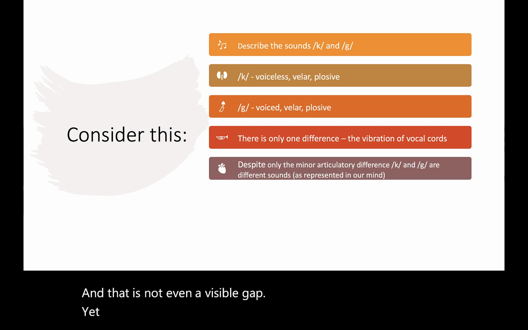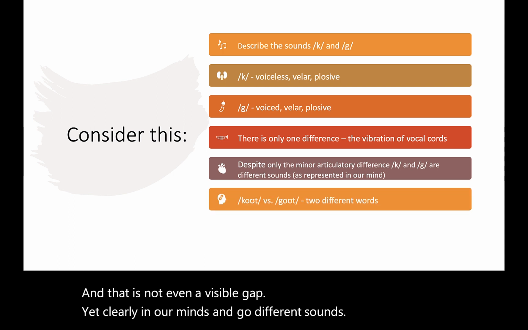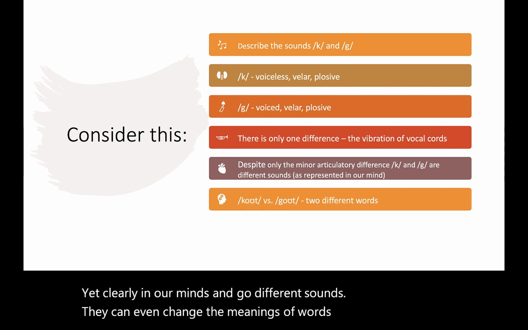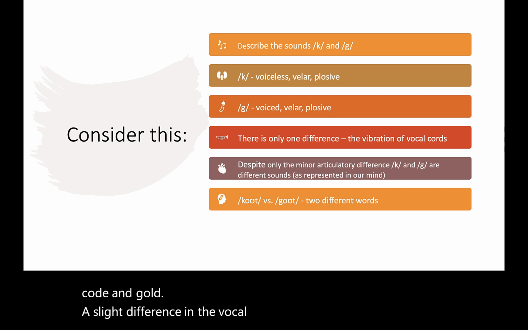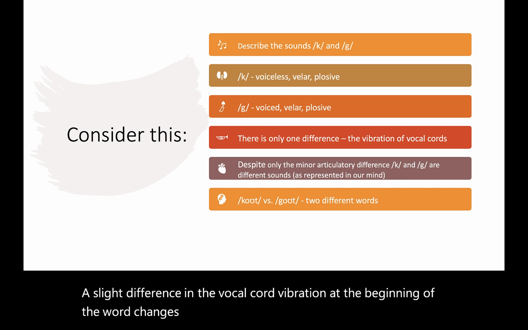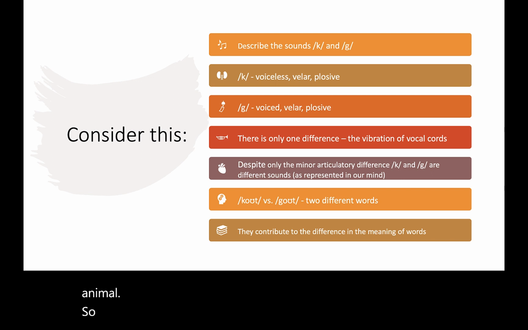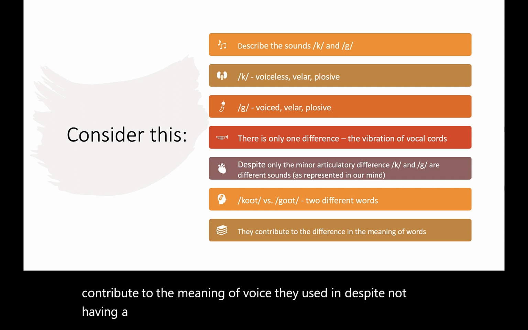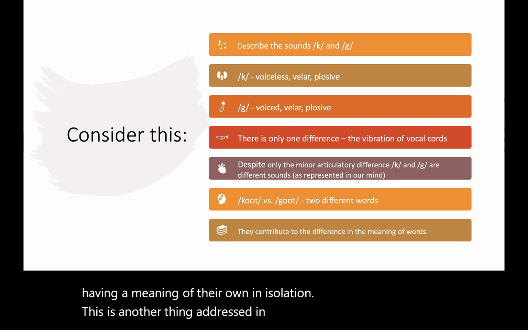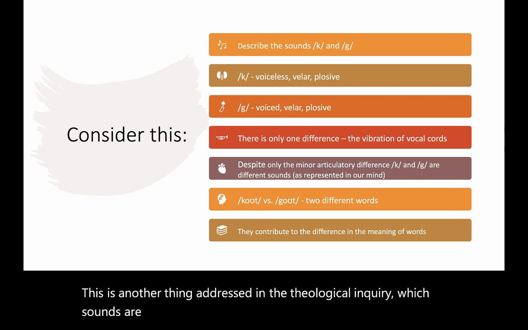Yet clearly, in our minds, K and G are different sounds. They can even change the meanings of words. Compare the words coat and goat. A slight difference in the vocal cord vibration at the beginning of the word changes the meaning from an outer garment to a farm animal. So some sounds are clearly quite contrastive in our minds. They contribute to the meaning of words they're used in despite not having a meaning of their own in isolation. This is another thing addressed in phonological inquiry, which sounds are meaning distinguishing and which ones are not.